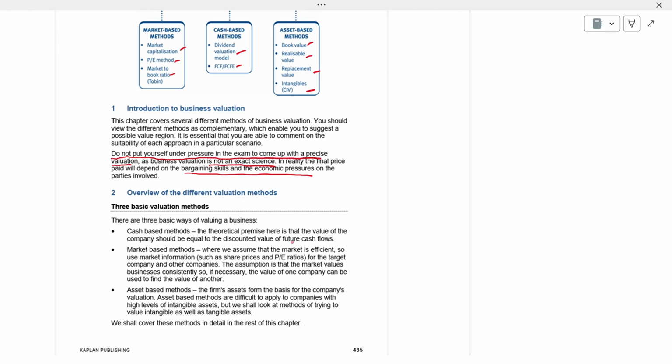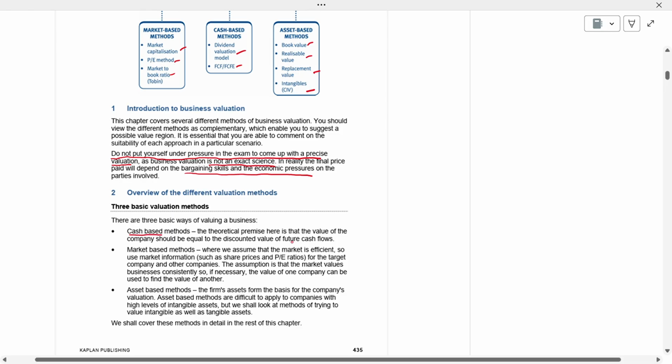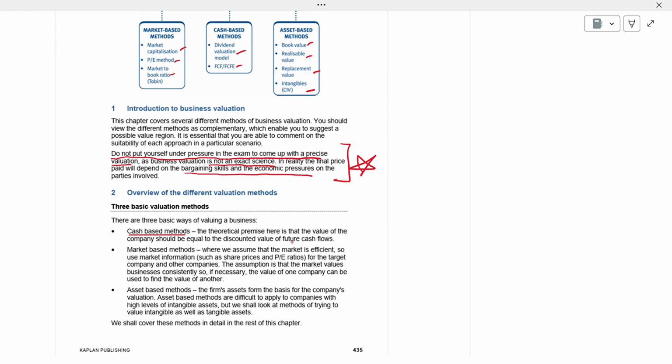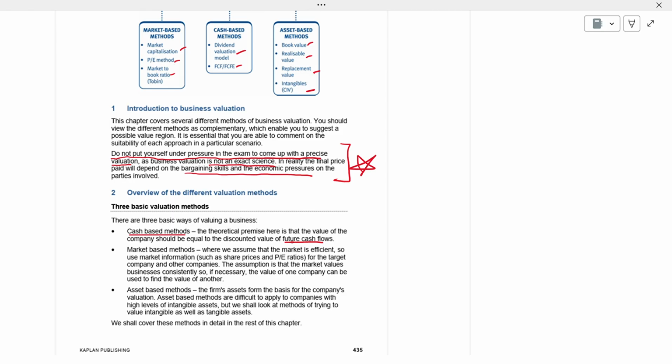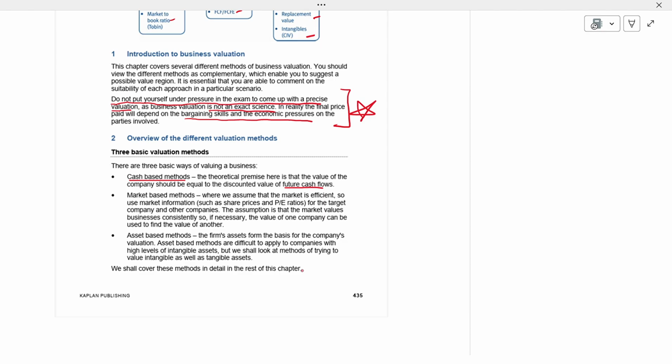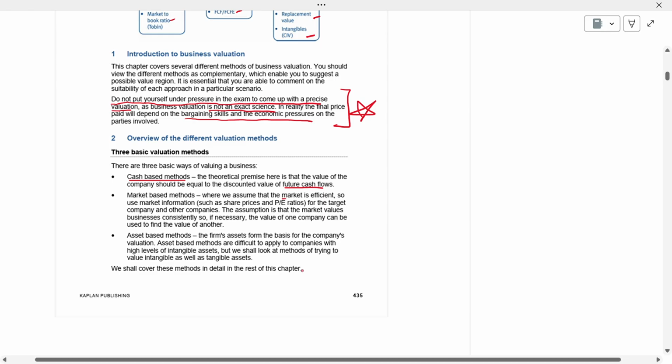Okay, the proper justification. One is cash based methods. We will get a clear indication in the question about which one we have to use. The theoretical premise is that the value of the company should be equal to the discounted value of future cash flows. Most appropriate, okay. We will be discounting the future; they're all estimations only. Okay, market based, where we assume the market is efficient, market information.